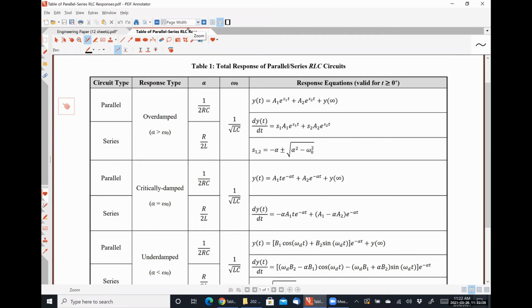This first one, the response type overdamped, alpha is greater than omega naught. We see that our response is A1 e to the S1t plus A2 e to the S2t. This comes into play when we start doing the total response, which will be next Wednesday. So everything seems hunky-dory there.